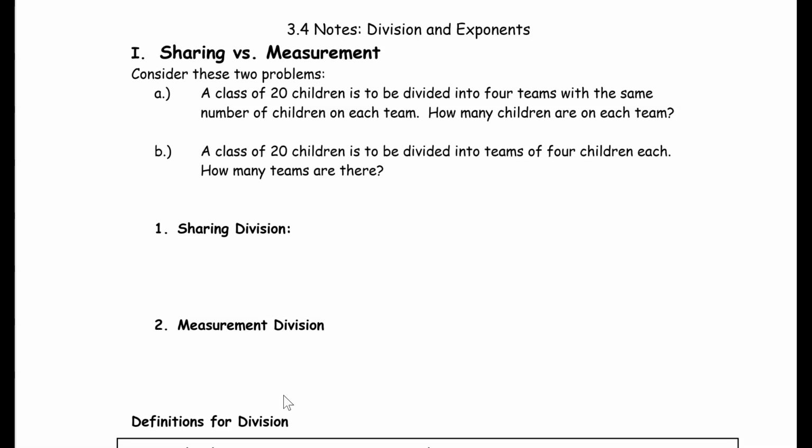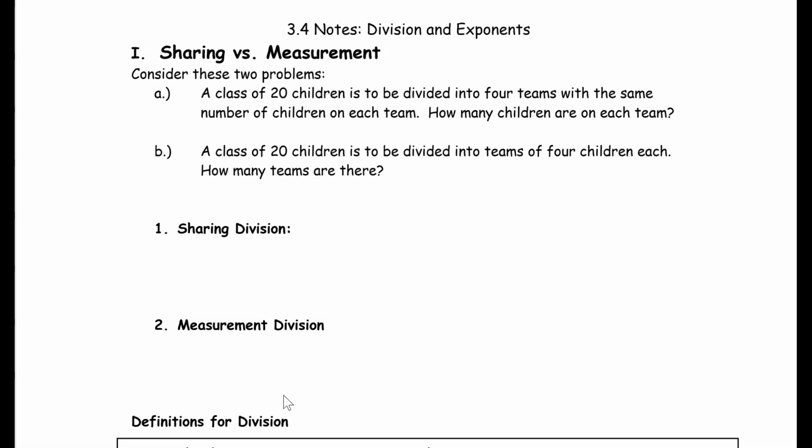Welcome to section 3.4, which is on division and exponents. So most of this lesson is going to be on division. So what does division mean? How do we draw pictures? How do we use base 10 blocks? Just different types of methods for dividing.